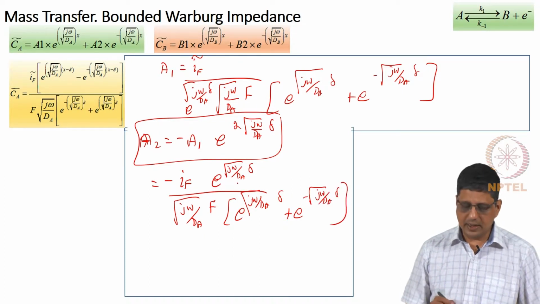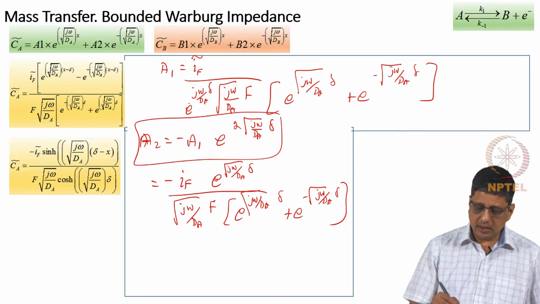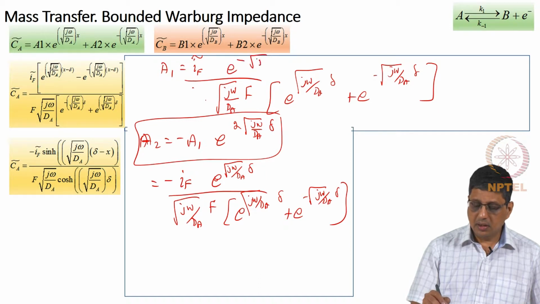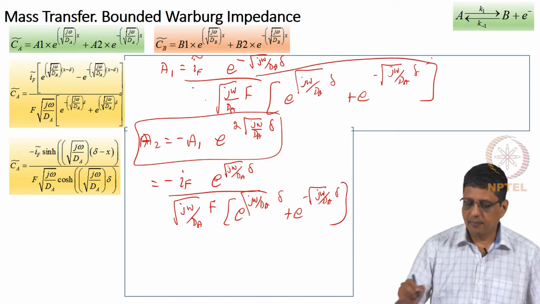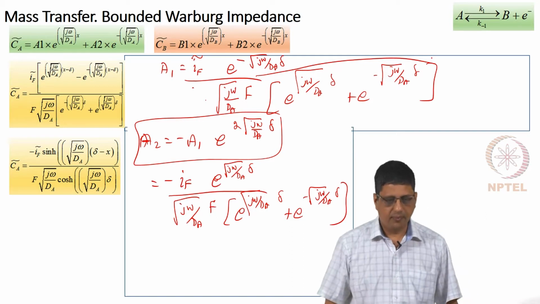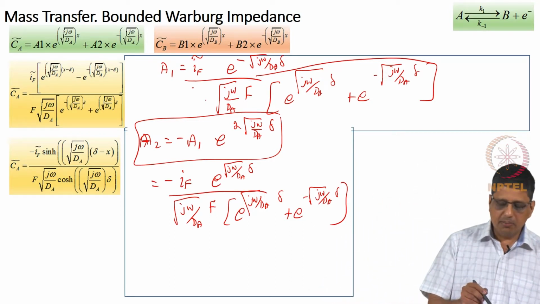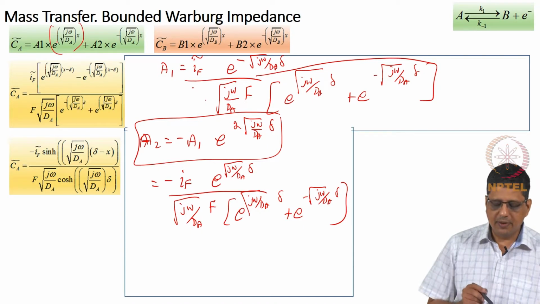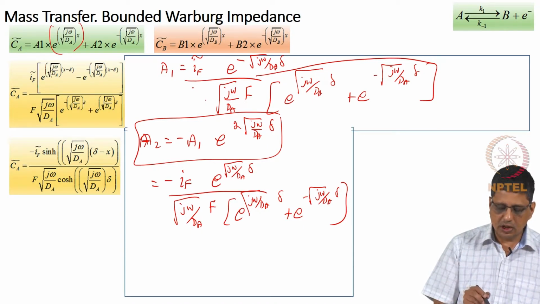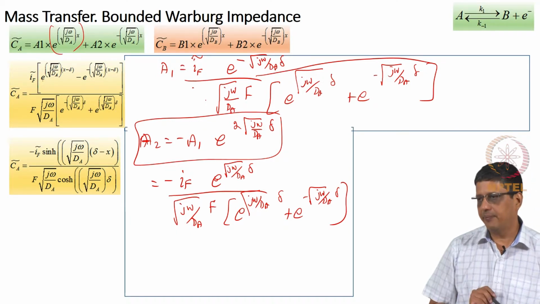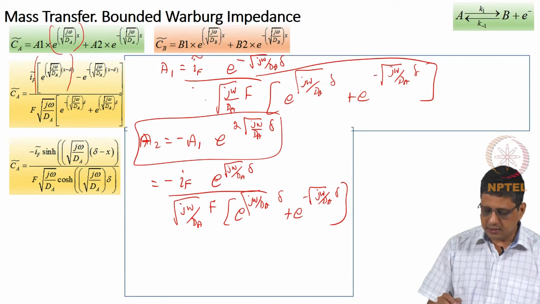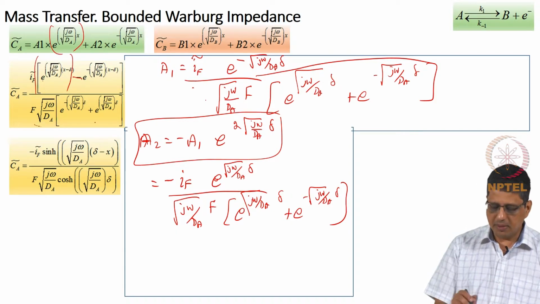So, A2 is going to look like this. A1 I can write like this, or I can write in the numerator as A1 multiplied by e power square root of j omega by dA x, which is going to give me e power j omega by dA square root x minus delta. So, this first part comes from the A1 component. This minus sign comes here, denominator remains the same.